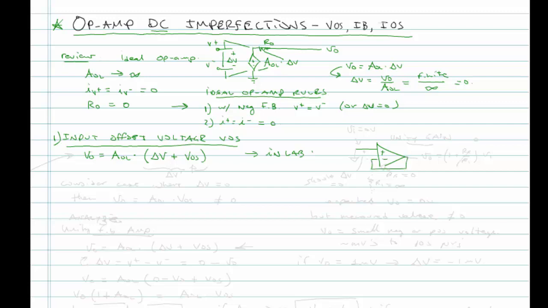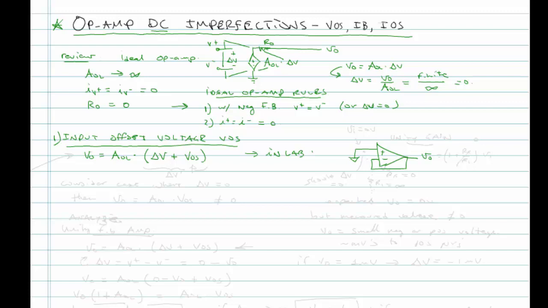Here's a simple unity gain amplifier. Someone just came in my office and distracted me. Okay, so what I'm going to do is ground this non-inverting input, and then we're going to have unity feedback around from the output back to the inverting input.